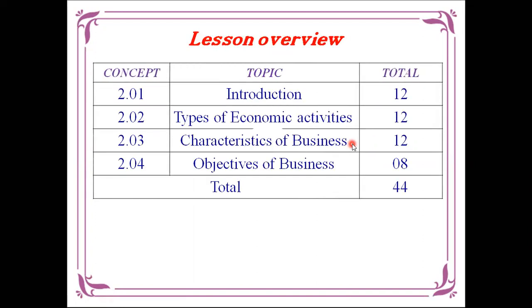Before going to the classes, we have to know the overview of the lesson: how many marks are given in the book back questions and how they are classified. In 2.01 Introduction, there are 12 marks. In 2.02 Types of economic activities, there are 12 marks. In 2.03 Characteristics of business, 12 marks. In 2.04 Objectives of business, 8 marks. In total, the book back questions carry 44 marks. This is the classification of the marks given in the book back questions.